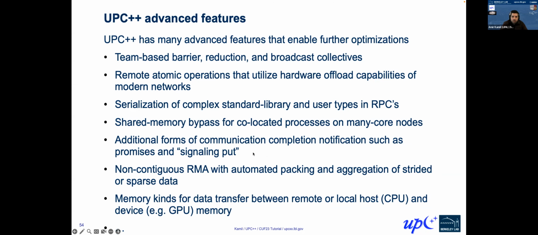There are additional forms of providing synchronization, for instance, point-to-point synchronization using something called the signal input. We have non-contiguous RMAs that do automated packing and aggregation. And then we have direct transfer between GPU and CPU memory using hardware support for that. At the end, I'll show you a slide that has a link to more information that you can learn about all of these wonderful features that we have.